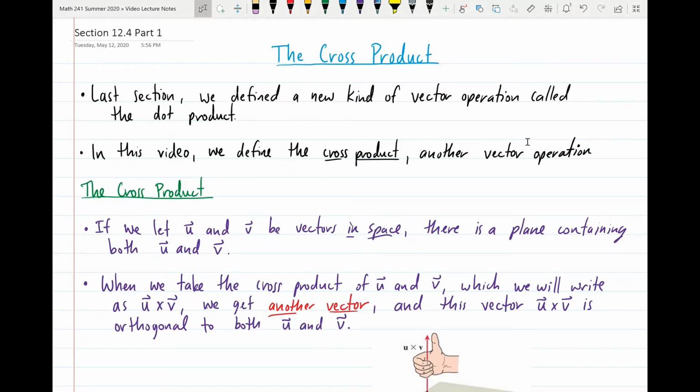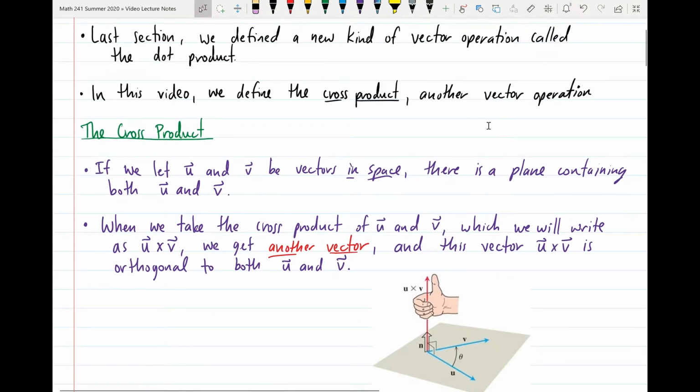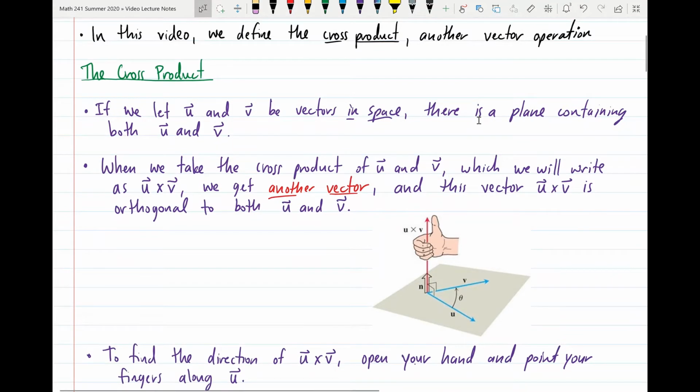So in the last section we defined a new kind of vector operation called the dot product. Remember that when we took the dot product of two vectors, it returned a scalar. In this video, we will define another vector operation called the cross product. And the cross product is going to return a vector. So let's get right to it.